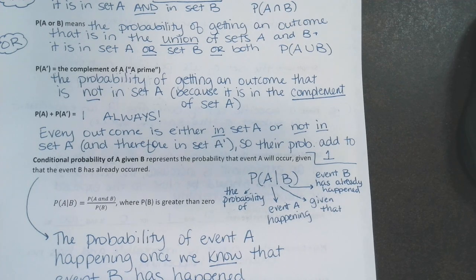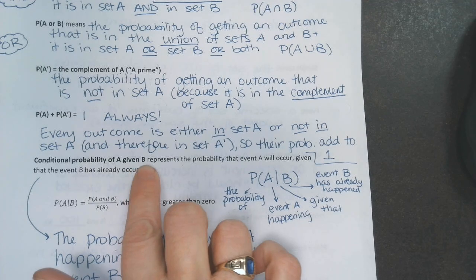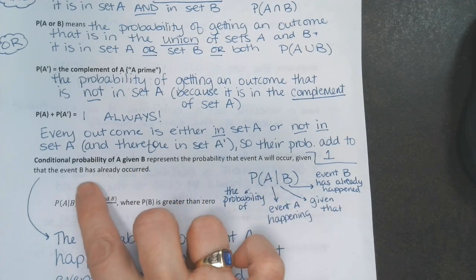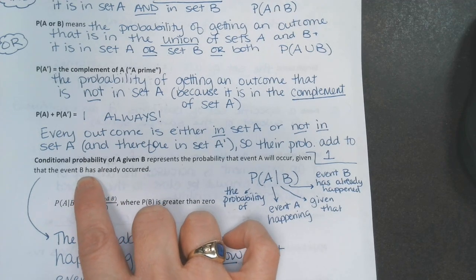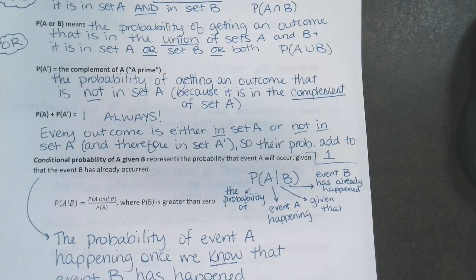It's called conditional probability because the probability of one thing depends on or is influenced by the probability of something else happening, or the fact that something else has happened. Okay, so conditional probability of A given B represents the probability that event A will occur given that the event B has already occurred. So if event B is that it's pouring rain out, then the probability of bringing my umbrella is likely influenced by that thing that's already happening.